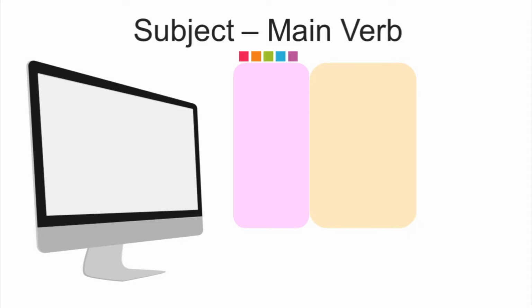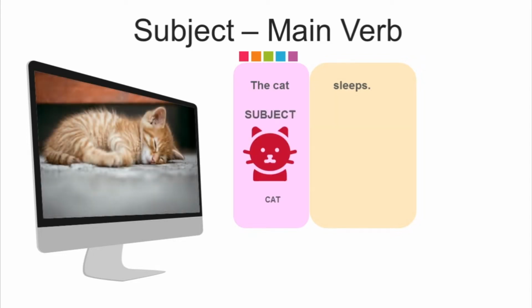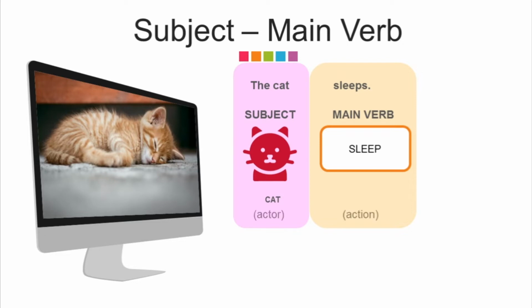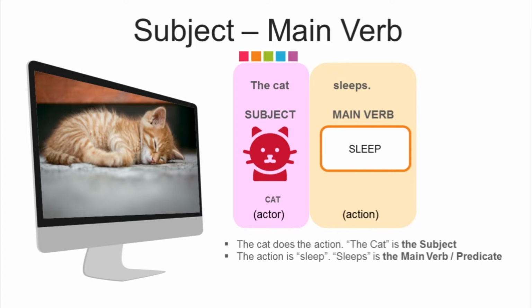So let's start with the subject and the main verb, which is the basic component of a sentence. We have a sentence here: the cat sleeps. Now the cat here is the subject. It does something, and the thing that it does, the action, will be the main verb, which is sleep. So the cat is the actor, not the one who is acting like in films or movies, but instead it does something. And what does the cat do? It sleeps. So the cat does the action, the cat is the subject, the action is sleep. Sleeps is the main verb or predicate.